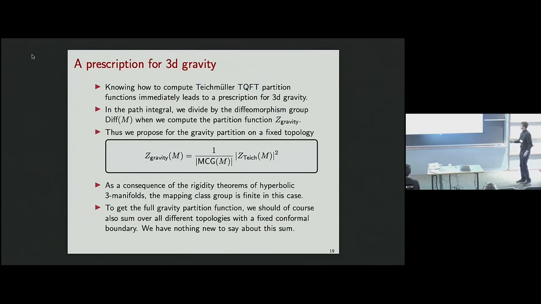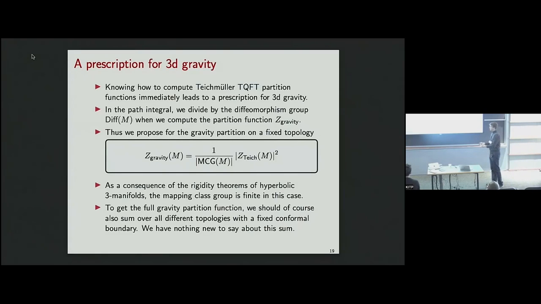And I also mentioned this already. There's a very deep theorem in hyperbolic geometry that ensures that if you're on a hyperbolic three-manifold, then the mapping class group is always finite. This has been proven, strictly speaking, for the case without Wilson lines, but you can have various asymptotic boundaries. You always get finite mapping class groups. This is called the Mostow-Prasad rigidity theorem.